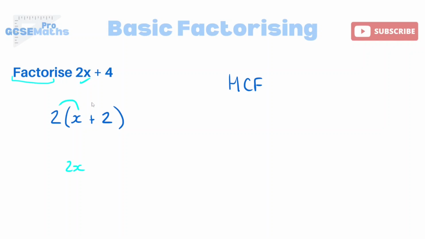Okay, yeah, that's what we had here. And then 2 times 2 is plus 4. Yep, that's what we had there. So I can double check that I factorised it correctly. In this case, I have. So your answer is 2, and then in brackets, x plus 2.